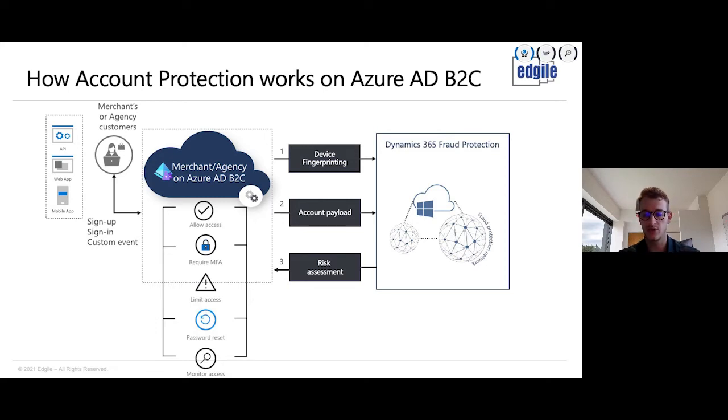And then point two is the account payload. So this is where potentially, if I'm a customer and I'm creating a new account, you might be asking for other information such as my name, email address, phone number, potentially a billing or shipping address.